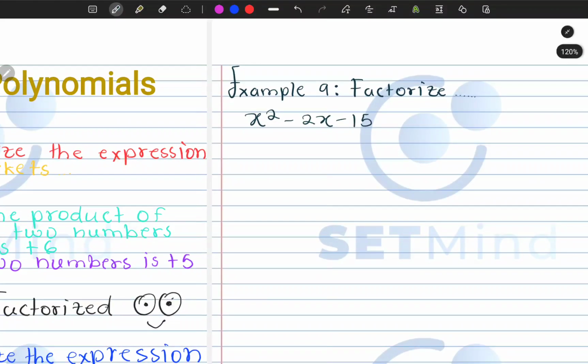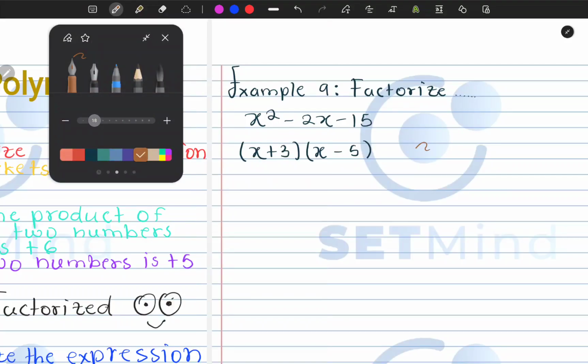For example number 9, we have x squared minus 2x minus 15. If you think carefully of what is going on, we are looking for two numbers. When you multiply, you get negative 15. When you add them, you get negative 2. Those are negative 5 and positive 3. So when you multiply positive 3 with negative 5, you get minus 15. When you add them, you get negative 2, which is the middle term. So this is good as done.